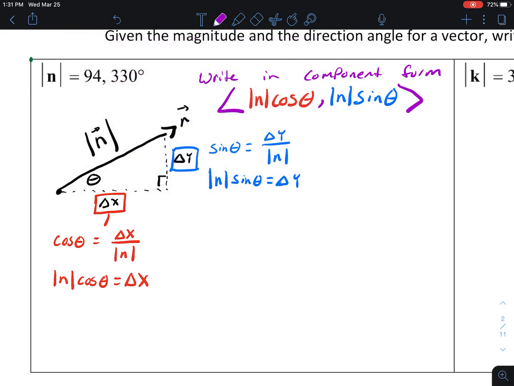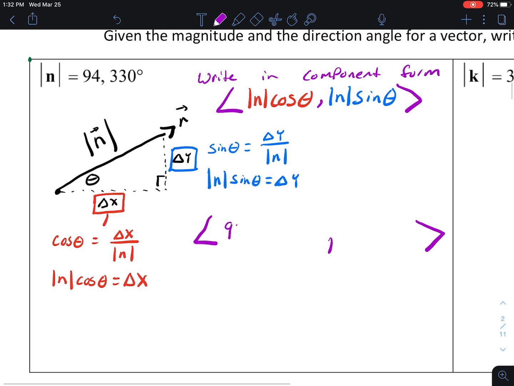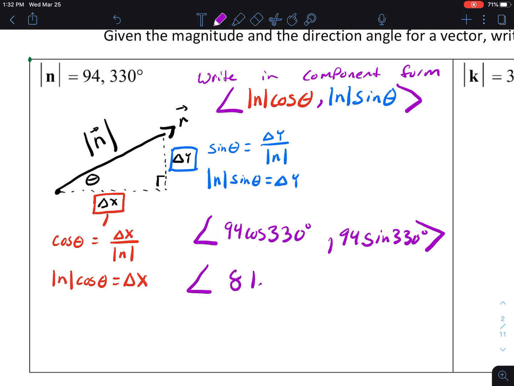All right, so this is actually relatively simple to get our answer. All we have to do is type into our calculator. So our magnitude is 94, and the angle is 330. So I would just say that the x component is 94 times cosine of 330, and the y component would be 94 times sine of 330. I don't have to do anything else other than put that in my calculator. So 94 cosine 330 gives me an x component of 81.41, and the y component is negative 47.